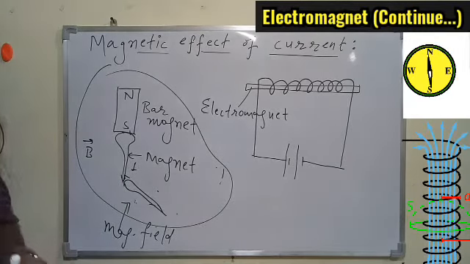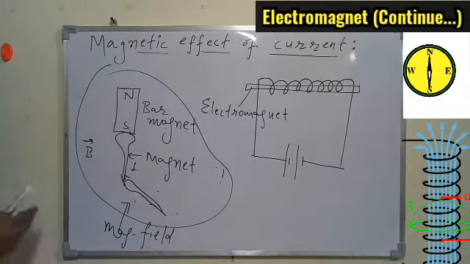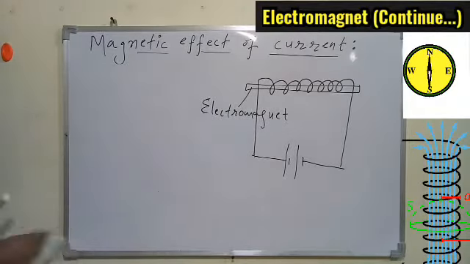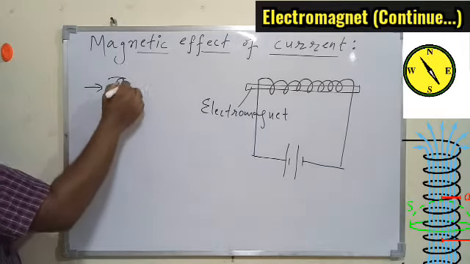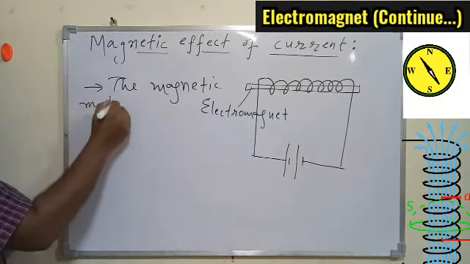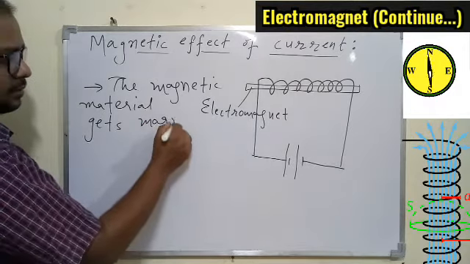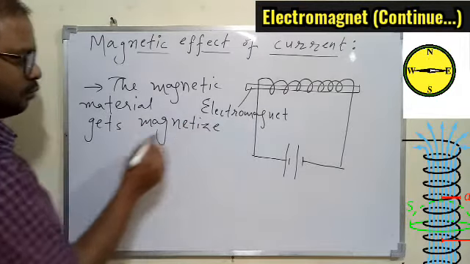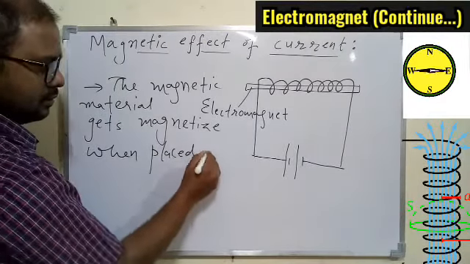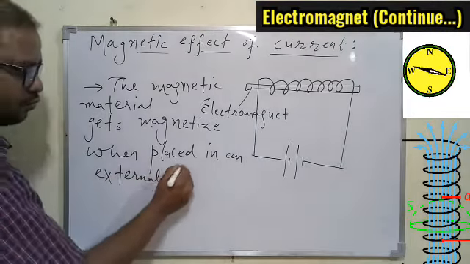So based on this we have the concept of the electromagnet also. So very first, briefly I'm writing one thing, that is the magnetic material gets magnetized when placed in an external magnetic field.